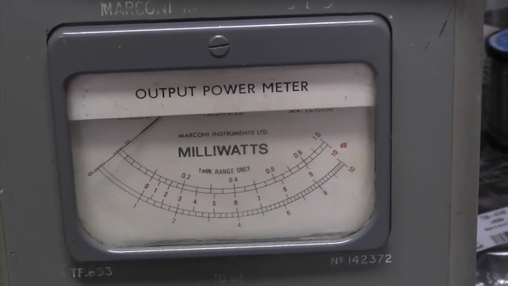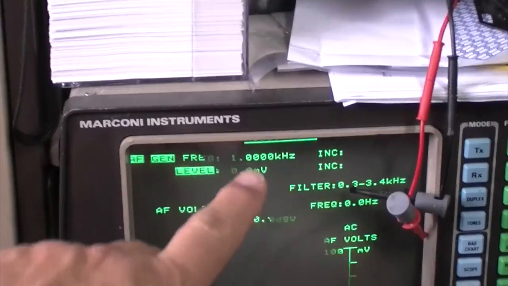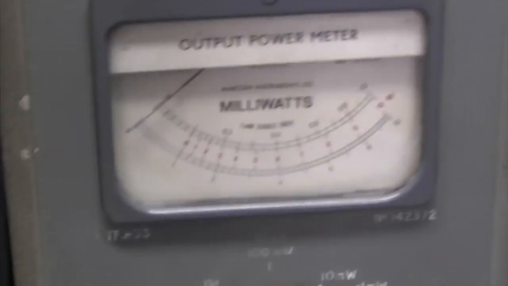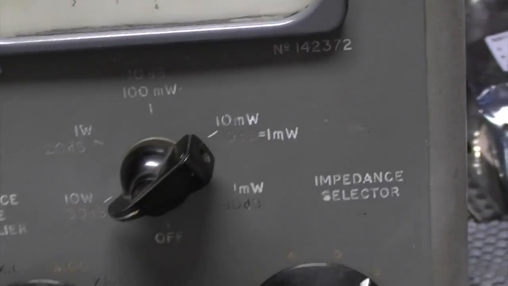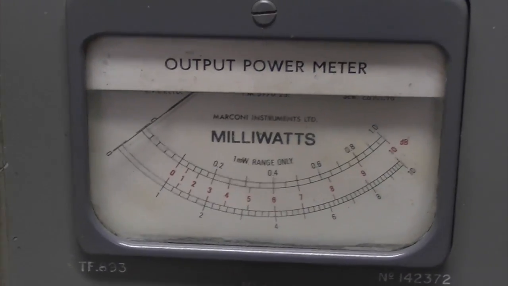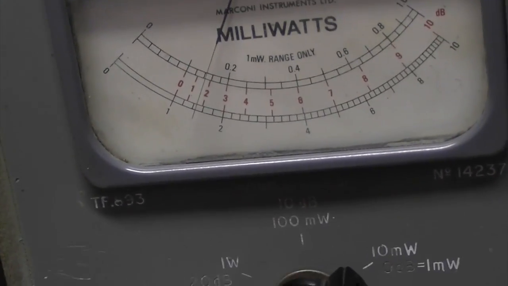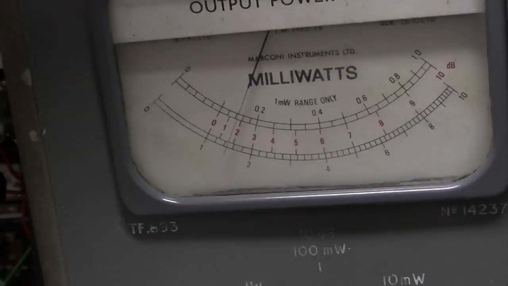So I'm going to wind up the variable output on this. You can see I've got 1 kHz, no millivolts at the moment. Let's watch the output meter. So we're looking for 1.5 on the output meter. So let's wind that up. So 1.2, 1.5 is there. And in the manual it's saying that should be for about 36 millivolts.